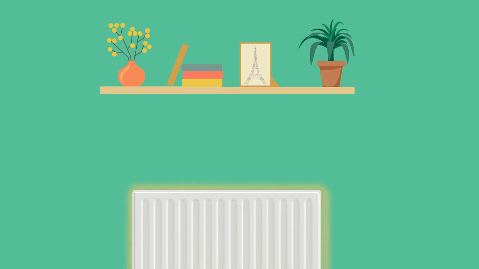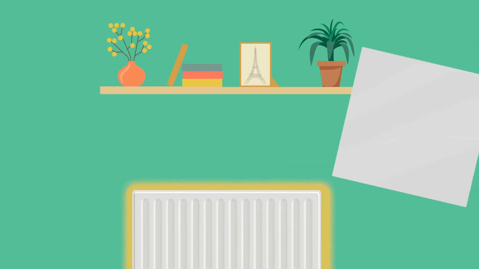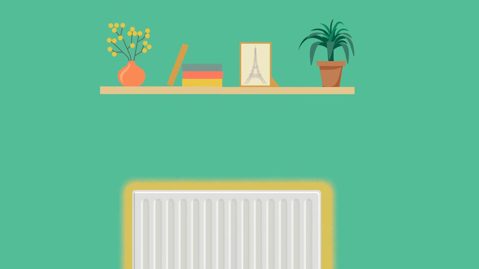Putting a shelf above the radiator or a reflector behind it can help keep the heat inside the home, rather than disappearing out the window. If you don't have radiators in your home, this won't apply to you, as you most likely have underfloor heating.